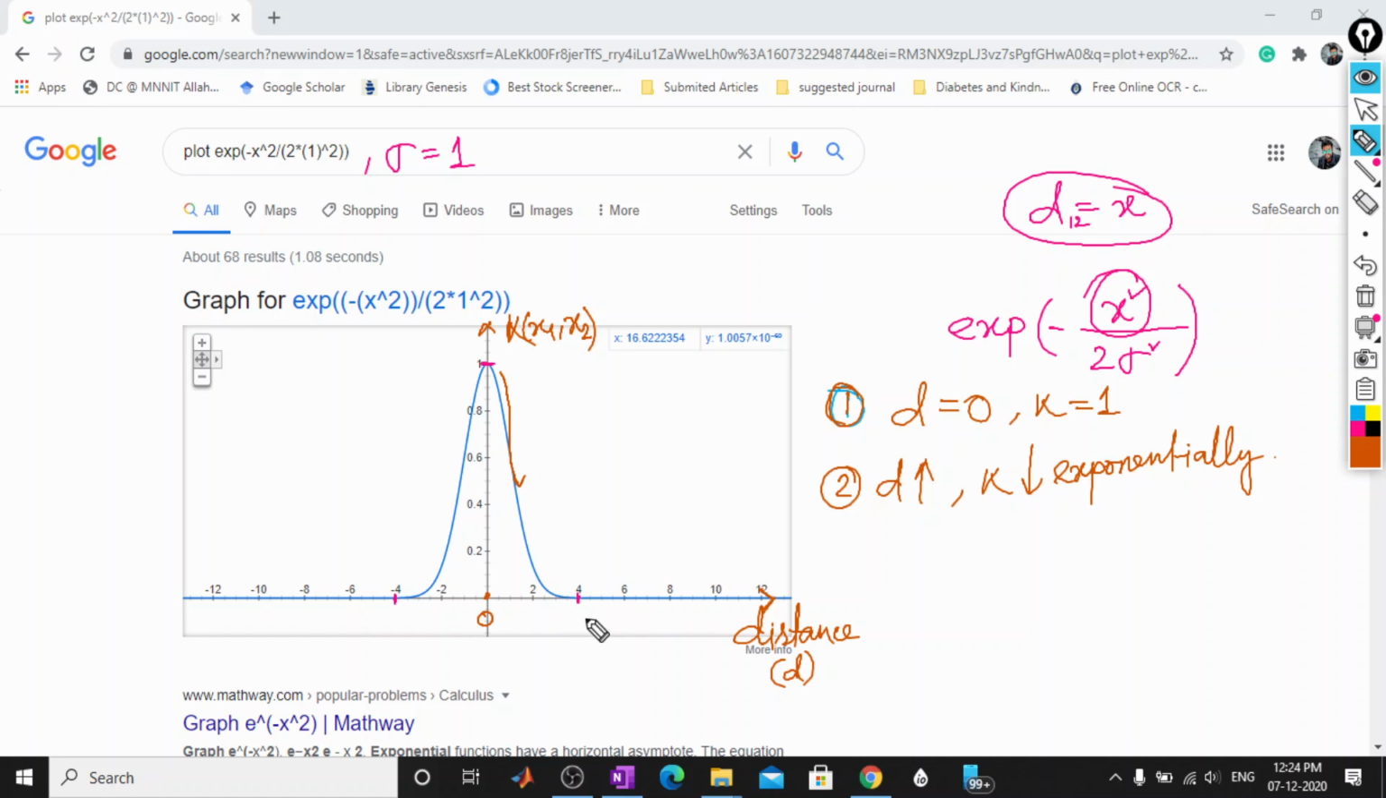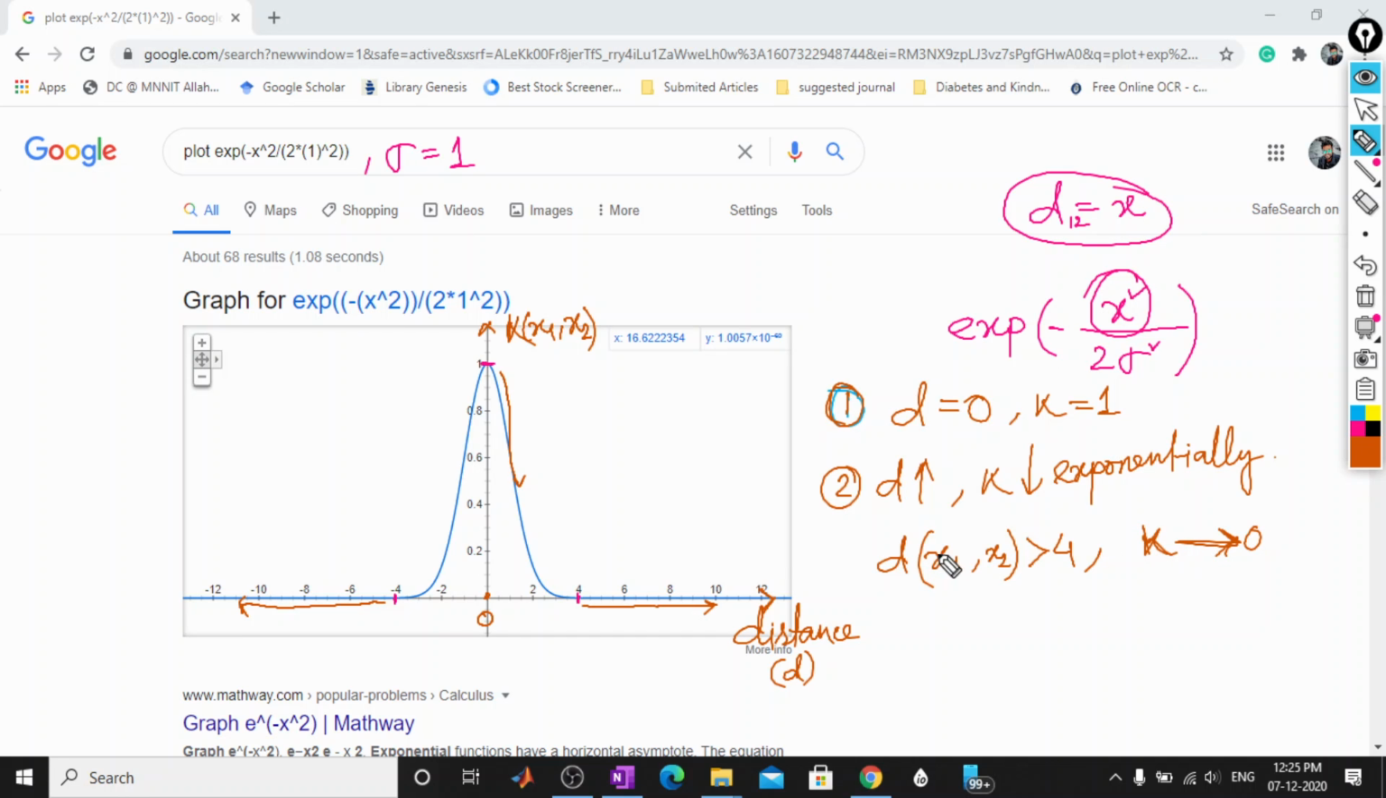You see that it drops exponentially, and observe one thing. If this distance is greater than 4, then this k value approximately tends to 0, approximately 0. Just see this picture. After 4, this value is approximately 0. Okay, just see this thing. So this is one observation. If our distance is greater than 0, then our kernel value tends to 0.